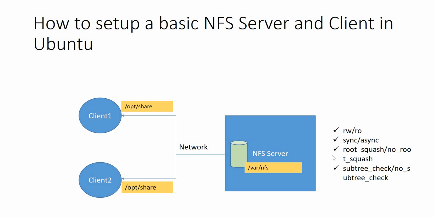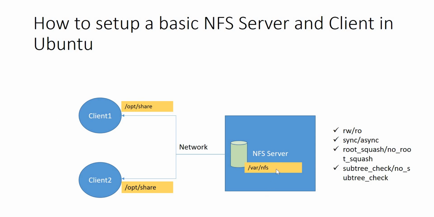The next option is root squash or no root squash. The root squash option is the default one. This option will make sure the root users on the client machine will not have corresponding root privileges on this shared directory in the server. So by default, the root users on the client machine cannot perform the root operations on the shared directory in the server. So this NFS server will treat the root users as nobody by default.